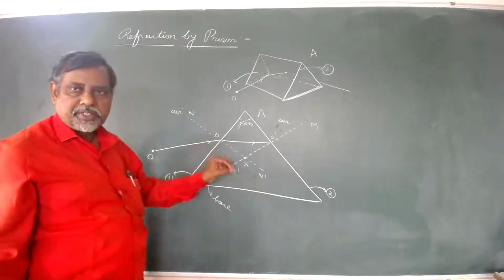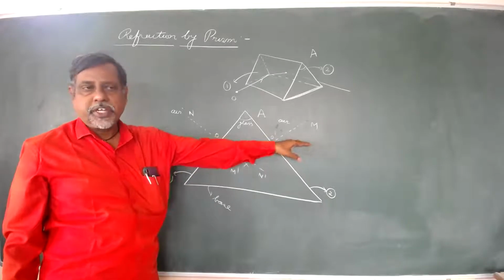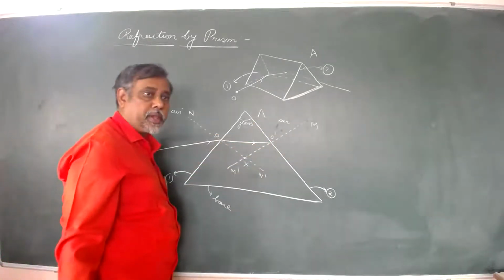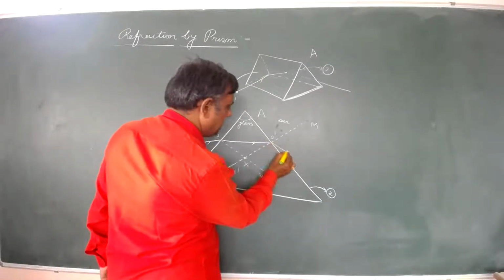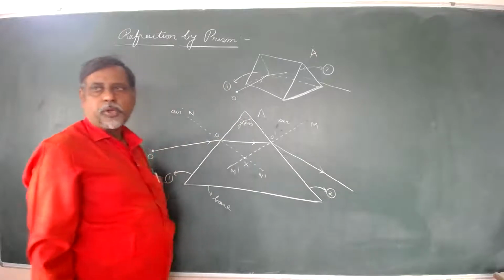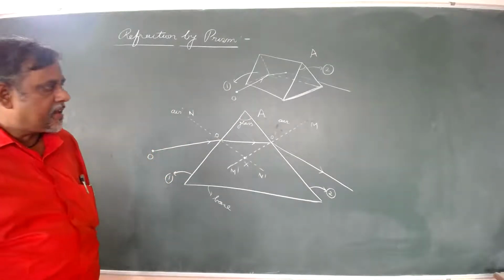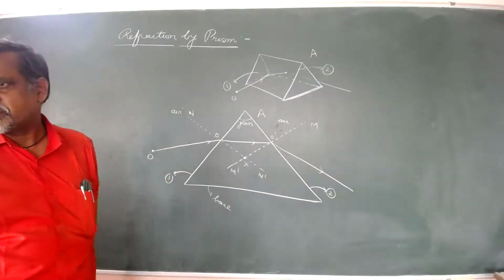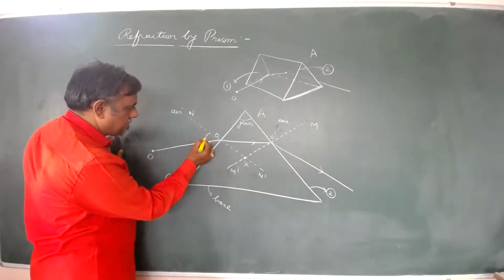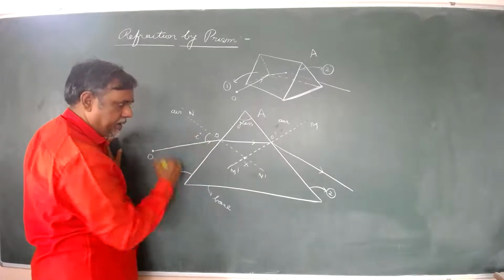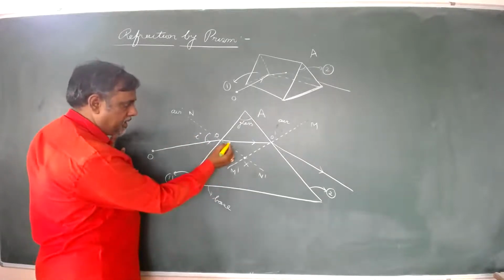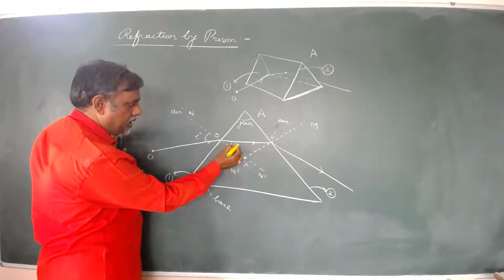As the light ray passes from glass to air, which is from denser to rarer, what happens? The light ray will be moving away from the normal over here. Now you need to write the angles of incidence and angles of refraction and the remaining rays. The angle between the incident ray and the normal becomes the angle of incidence, that is I. The angle of refraction will be where? This is the angle of refraction, which is R.